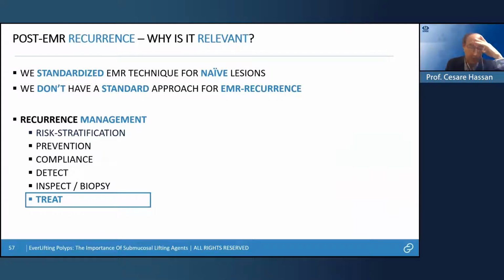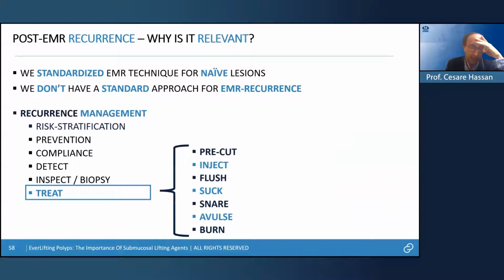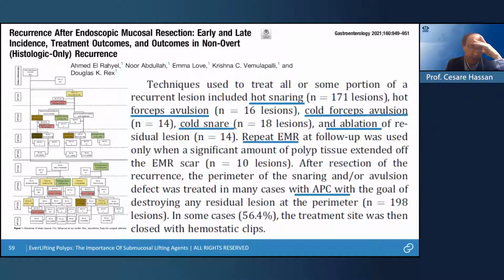What is probably fascinating about recurrence is the treatment, but it is absolutely not codified. So you have a lot of options, and again, we will see some in the next video by Doug. You can precut, inject, flash, suck, snare, avulse, burn, and you must be flexible in doing all of this. This is from the recent experience by Doug, and you can see how he used whatever he had to remove this recurrent neoplastic tissue. It may be hot snaring, hot forceps avulsion, ablation.